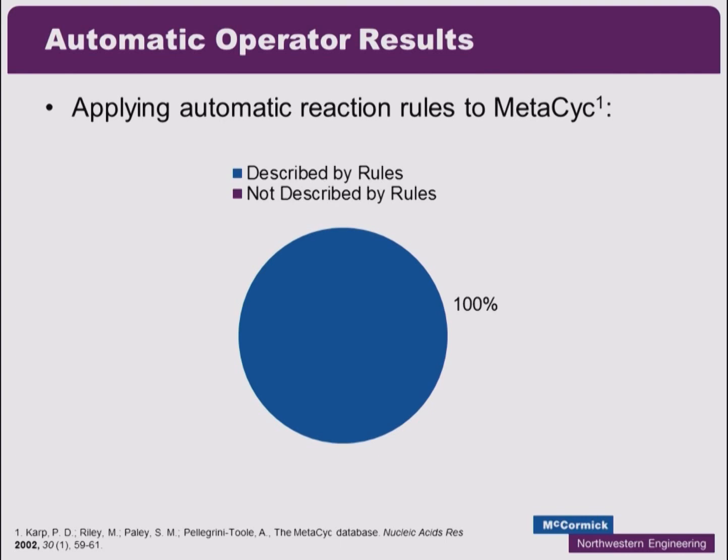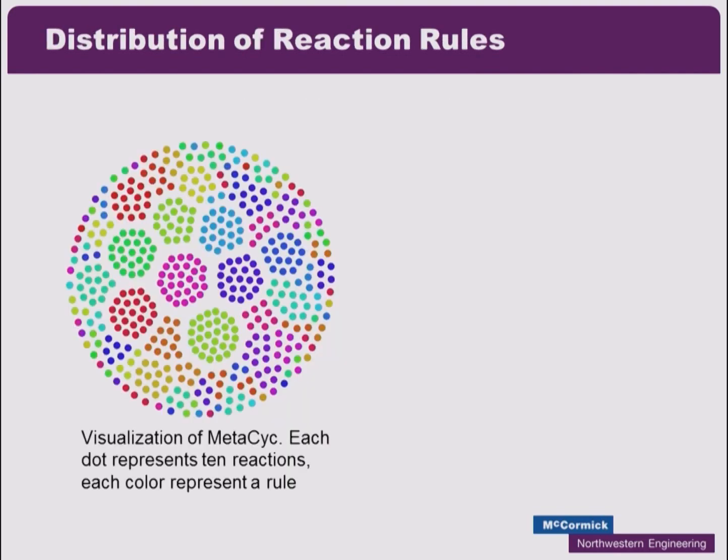So that's kind of trivial, that I made these rules to cover every reaction. What's more interesting is seeing which rules cover which reactions. So this is actually a plot of the Metastic database. Each dot represents 10 reactions. Each color represents one of these rules. And as you can see, there are these big groups of reactions that are all covered by the same rule.